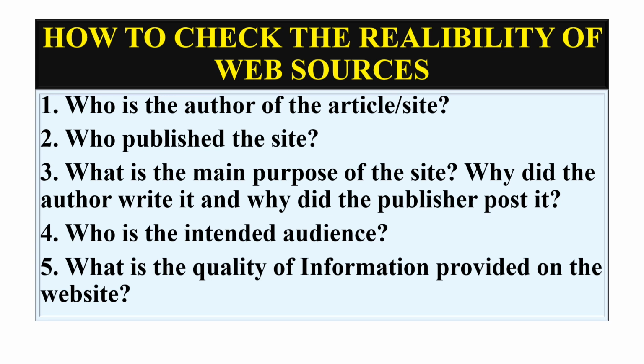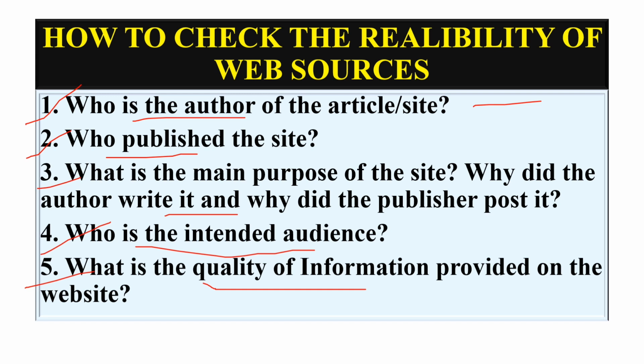So let's have the ways to check the reliability of web sources, that is, in analyzing the credibility and purpose of an article or website. Number one, you need to ask who is the author of the article or site. Number two, who published the site? What is the main purpose of the site? Why did the author write it and why did the publisher post it? Who is the intended audience, and what is the quality of information provided on the website? The succeeding slides after this will give you an example of each step.